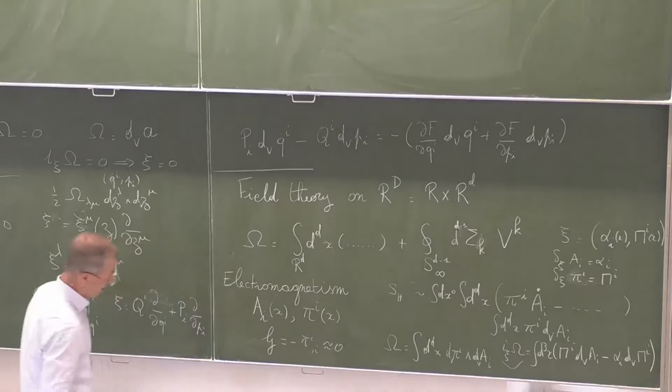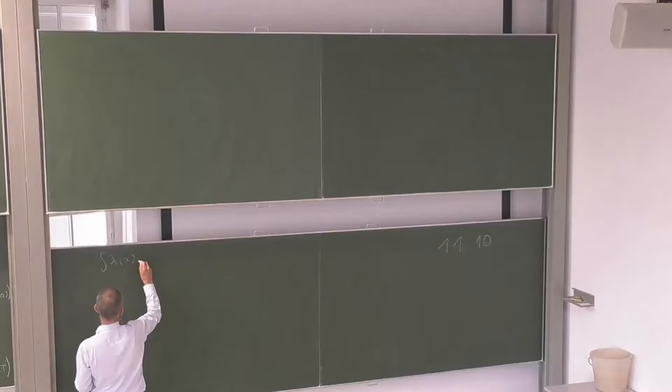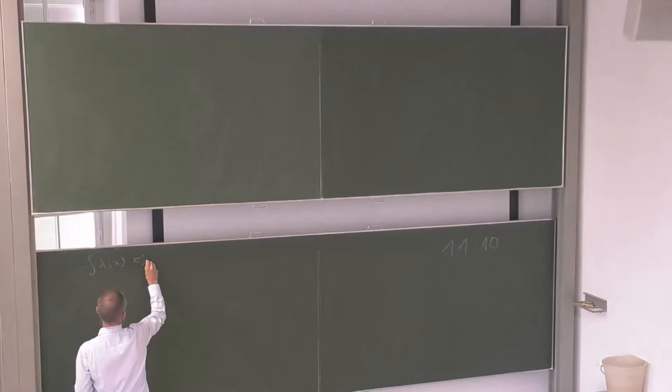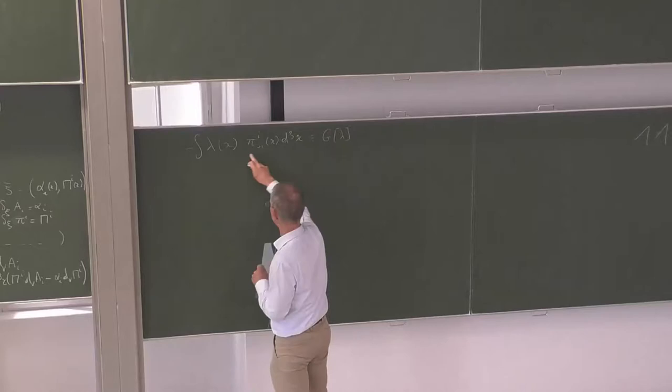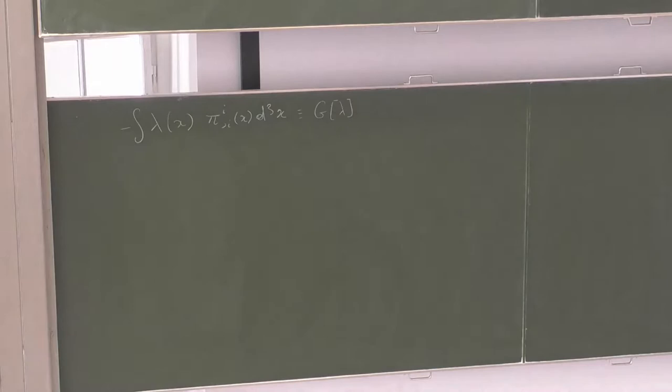The constraint generates gauge transformations. So let's take the integral of an arbitrary function lambda of x times the constraint. That would be some functional of the fields, a phase-space function that depends on lambda. And I want to ask the question: what is the xi corresponding to it? According to Dirac, I should get a gauge transformation.